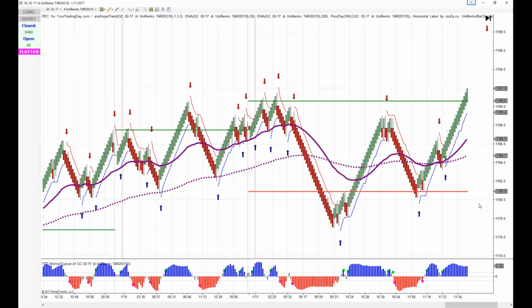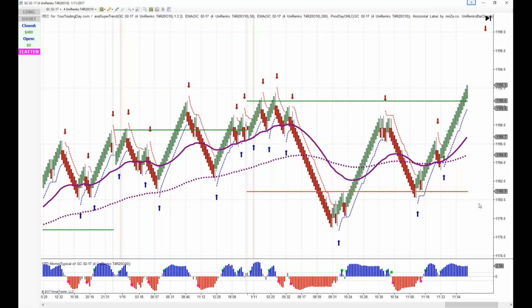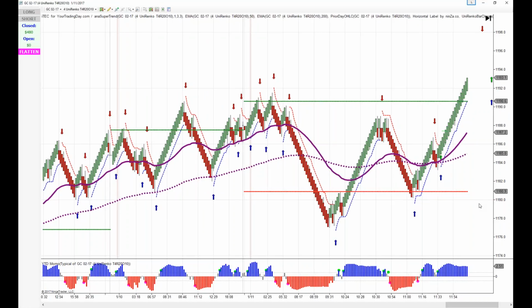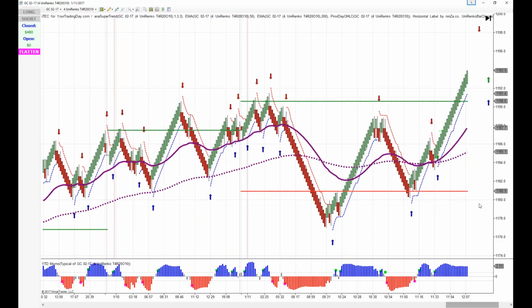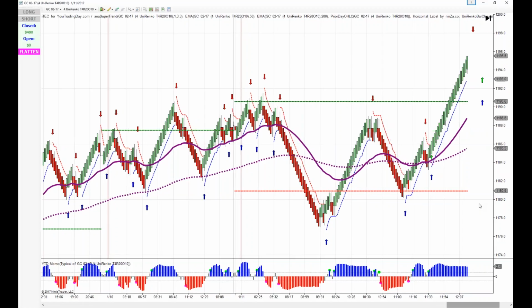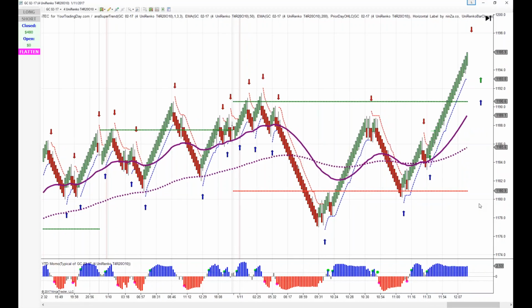Let's see how long that lasts for. It goes up again. It goes up again. It goes up again. And look, the dash line is going up with it. Dash line, up again, up again, up again. I can't say how long. Look at this. It just keeps on going up.